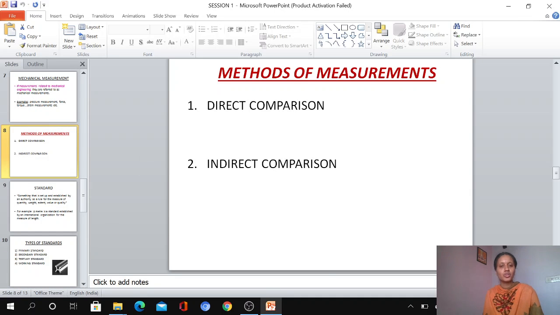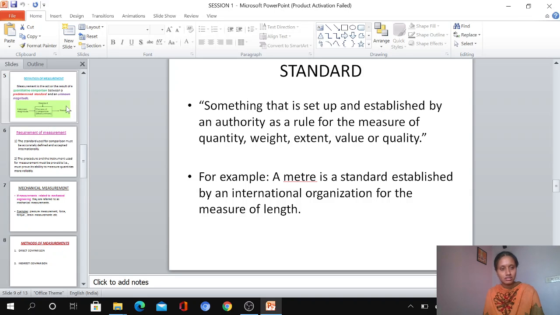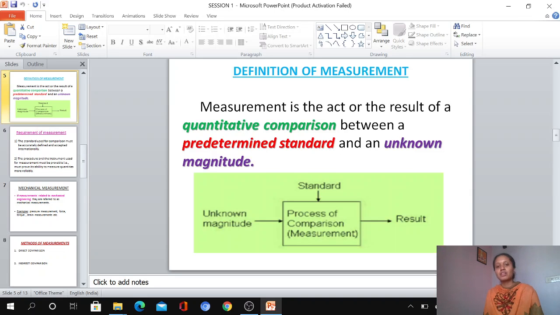So before going to the direct comparison method of measurement, we need to know the standard in detail. I have given a simple example while explaining the mechanical measurements and the definition of the measurement. Standard means, for example, a simple scale, simple protractor, weighing machine, clinical thermometer, clock, like that.